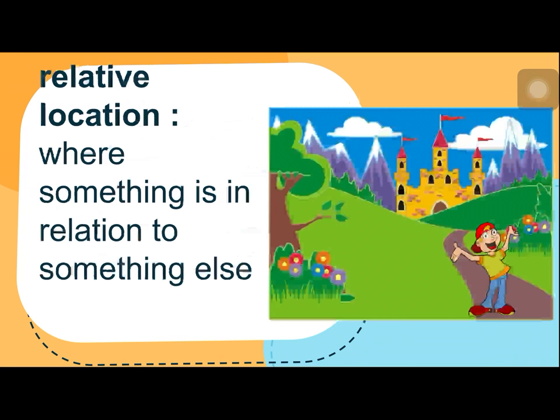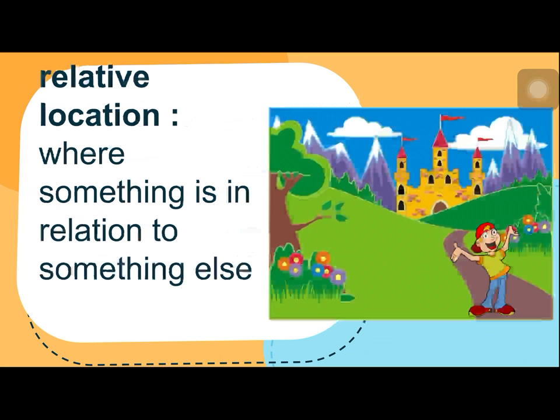Our next word is relative location. Say relative location. Good. This is where something is in relation to something else. Have you ever been outside or on a walk and somebody's trying to tell you where something is, and they're saying, oh, it's right past that big oak tree down the road? That's using the location of where something is in relation to something else.